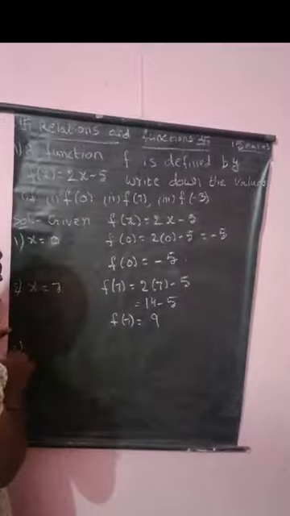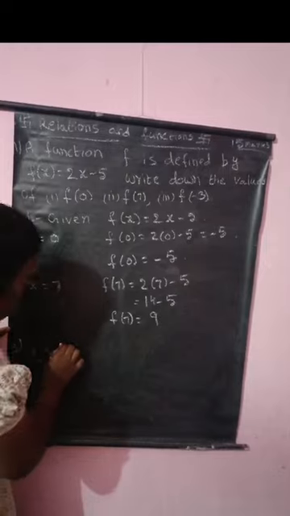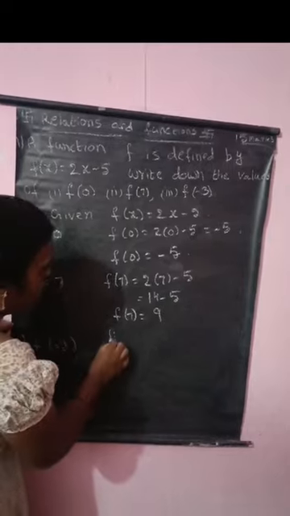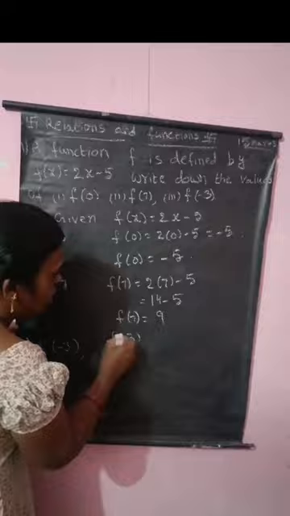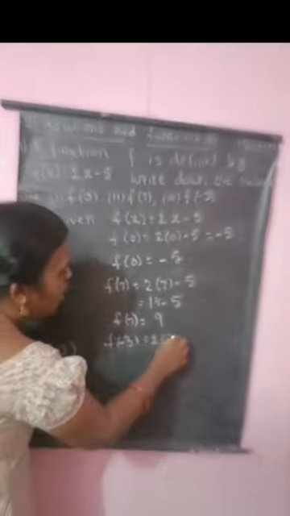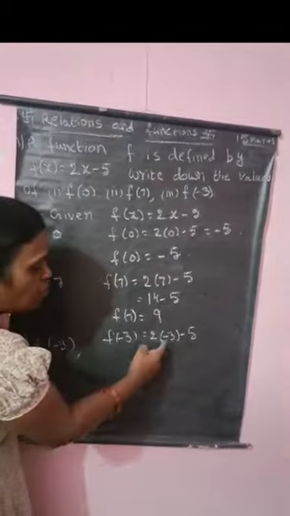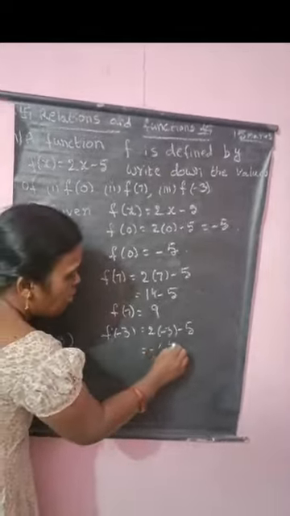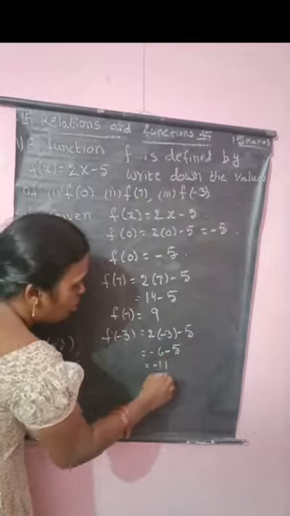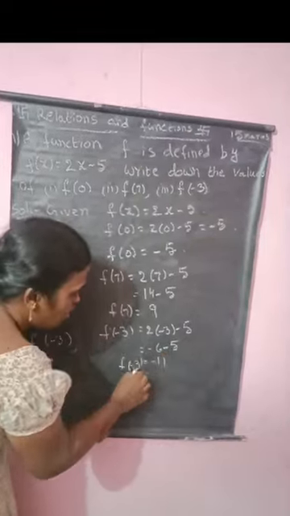Next, third condition, f of minus 3. Then f of minus 3 equal to 2 into minus 3 minus 5. 3 2s are 6. 2 into minus 3 is minus 6, minus 5 equal to minus 11. This is f of minus 3.